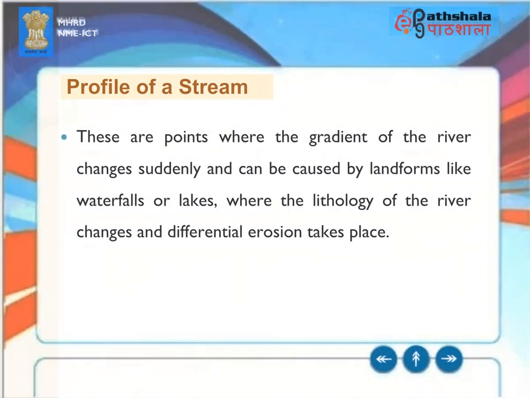These are points where the gradient of the river changes suddenly, and can be caused by landforms like waterfalls or lakes, where the lithology of the river changes and differential erosion takes place.